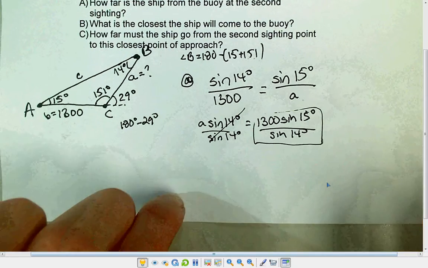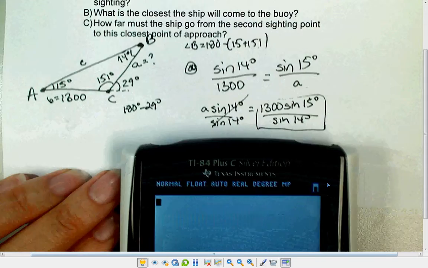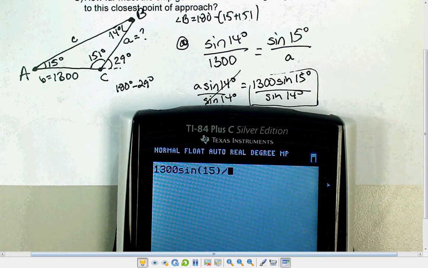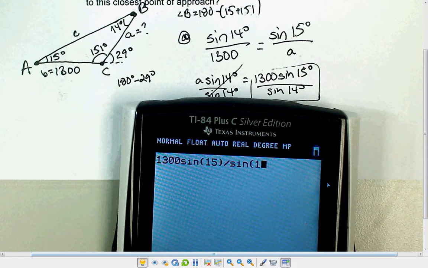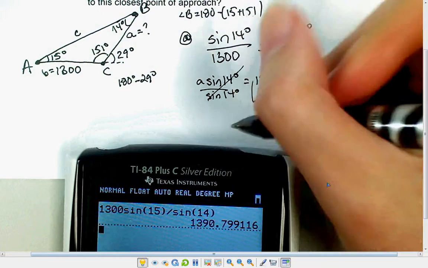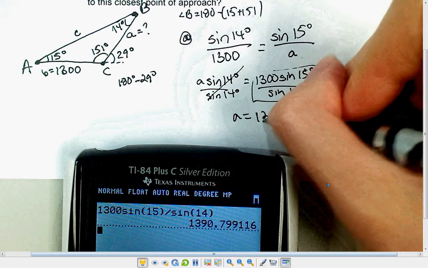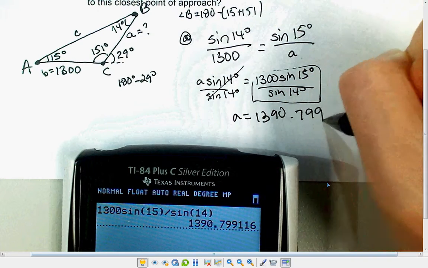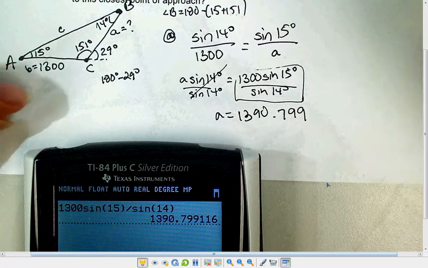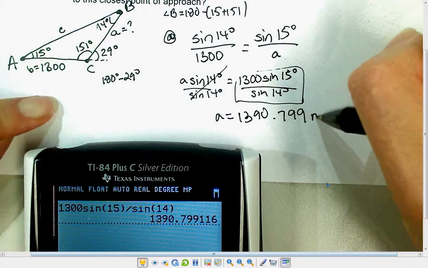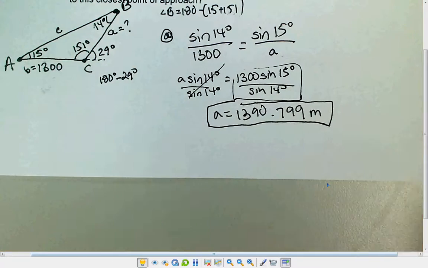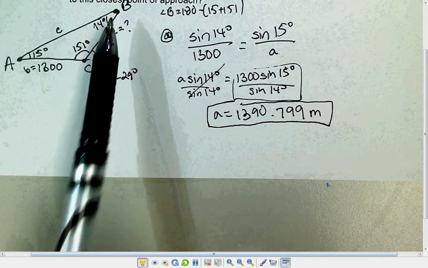And so this is what I'm going to plug into my calculator. Don't forget parentheses after the 15. And I end up with A equals, so because this is a side, 3 decimal points, 799. And since it is measuring distance, my 1300 was in meters, and so this is also in meters. This is my distance from the ship to the buoy at the second sighting.